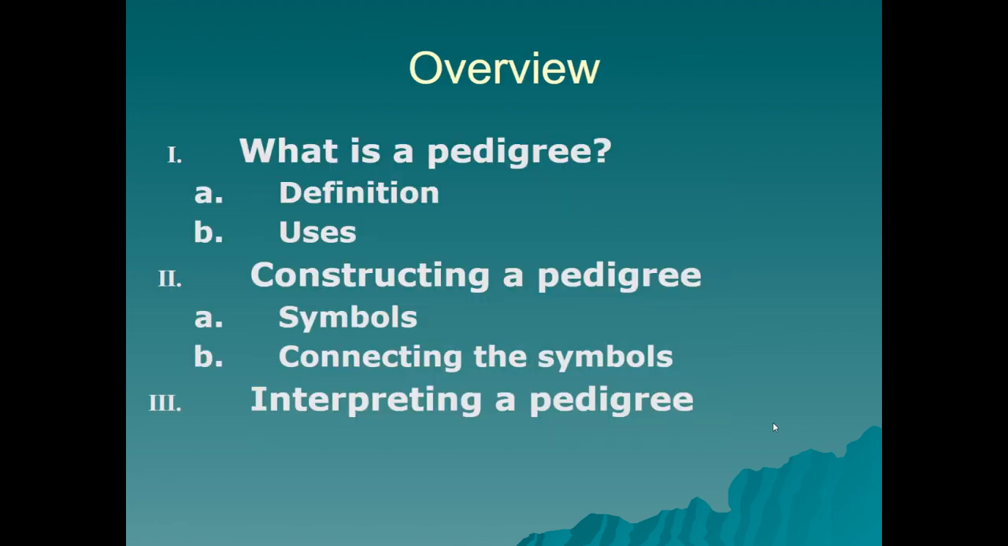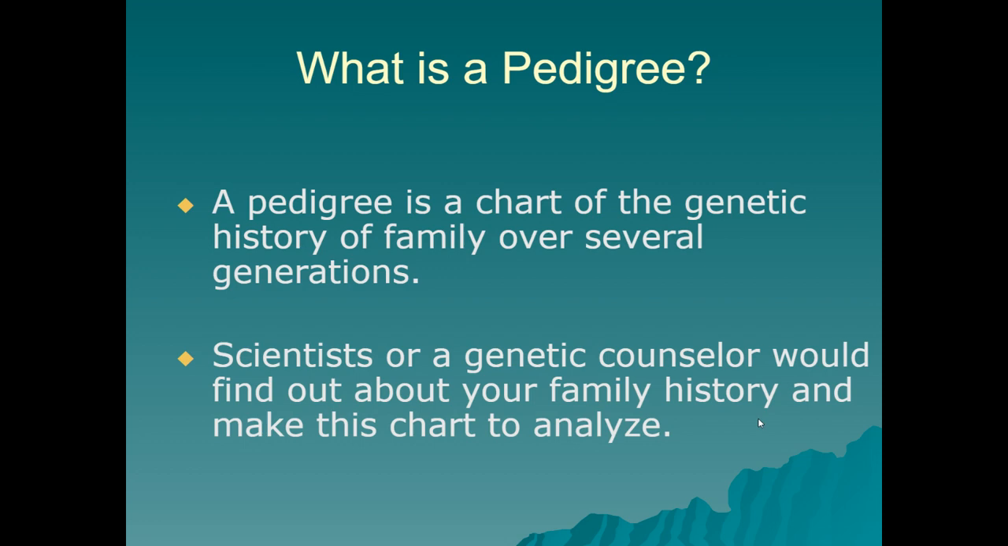What is a pedigree? Definition, uses, constructing a pedigree, symbols, connecting the symbols, and interpreting a pedigree. So what is a pedigree? A pedigree is a chart of the genetic history of a family over several generations. Scientists or a genetic counselor would find out about your family history and make this chart to analyze.